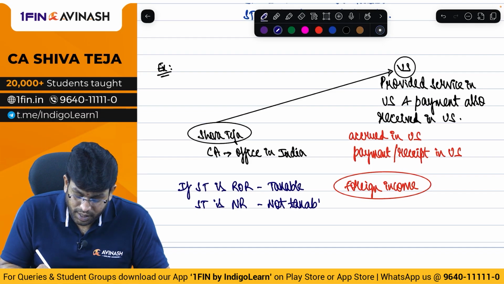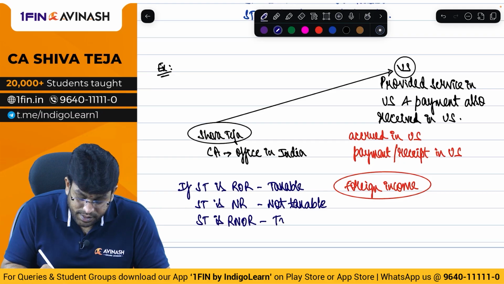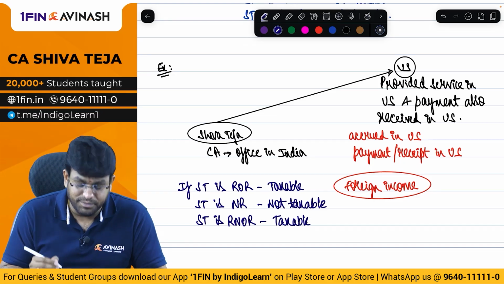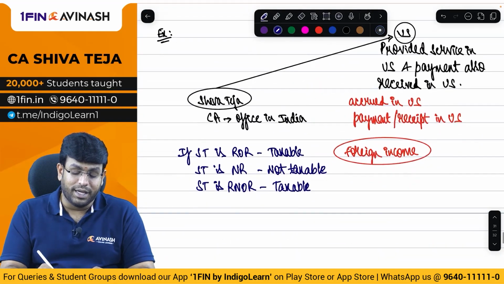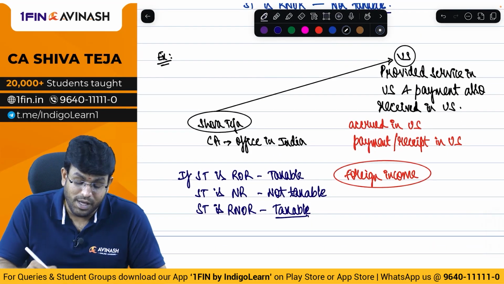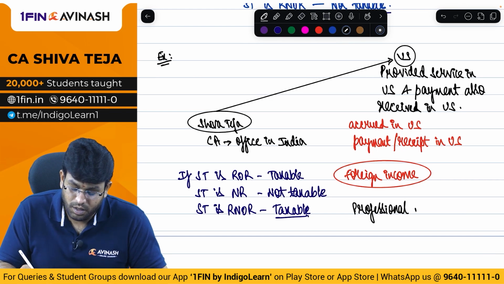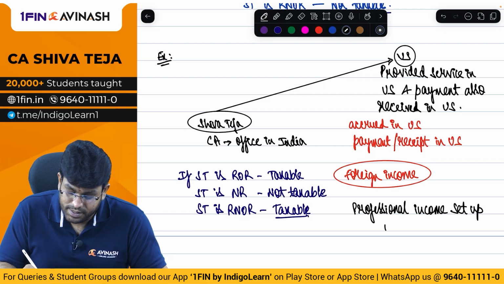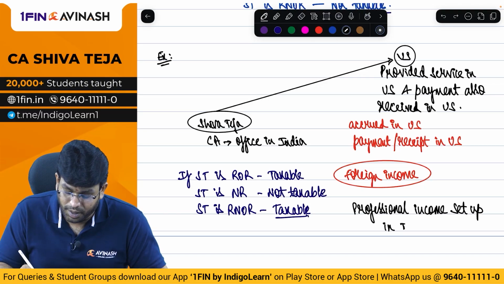So if Shiva Teja is non-resident, what is the answer? Not taxable. And if Shiva Teja is RNOR, answer is taxable this time. Last point I wrote not taxable, but this point I am telling taxable. The reason is that this income is nothing but a professional income, and I am having a setup in India. Professional income having a setup in India.